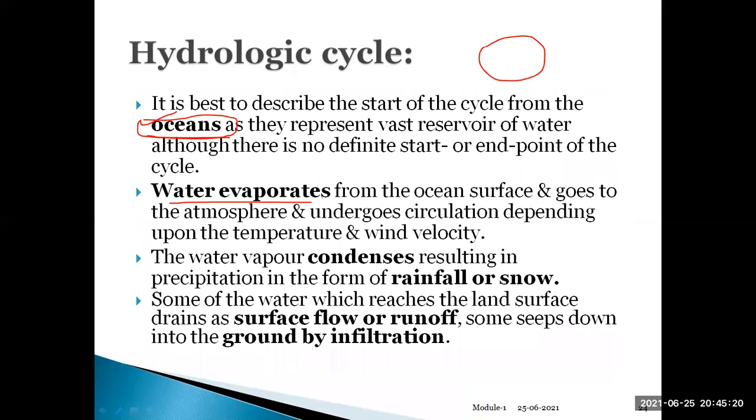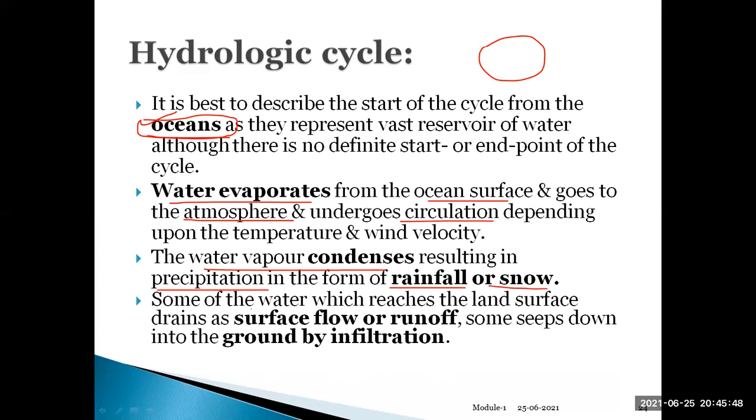As I told, water evaporates from the ocean surface and reaches the atmosphere in vapor form, and it will undergo circulation. Depending upon the wind velocity and the atmosphere temperature, the cooling of that water vapor will occur. That is, the water vapor condenses, resulting in precipitation, which will be in the form of rainfall or snow.